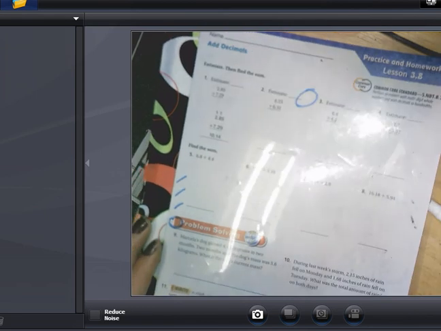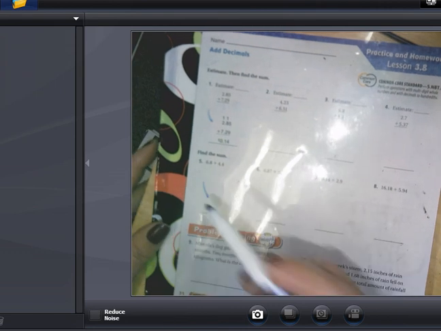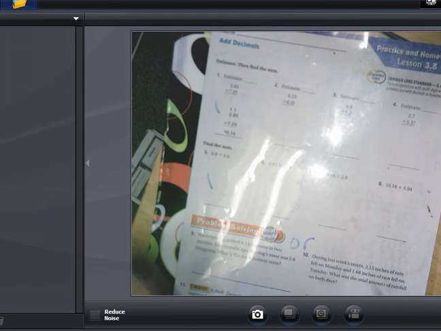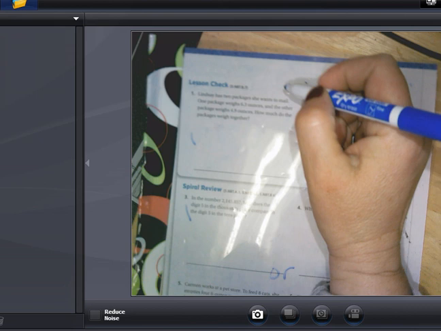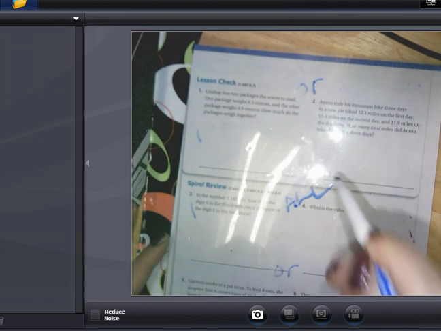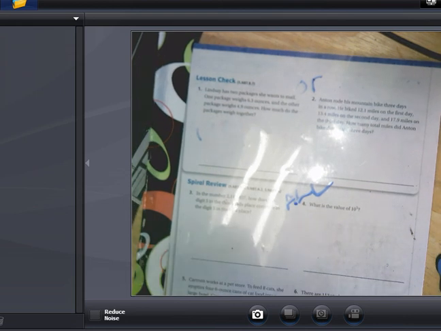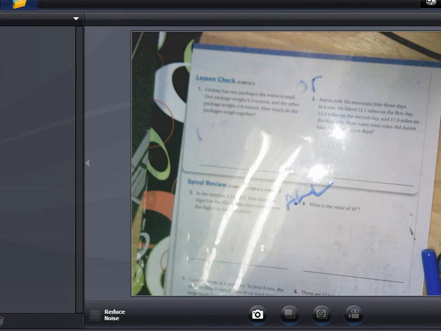If we look at the homework page, 1 from this row, 1 from this row, 1 of that 9 or 10. On the back side, 1 or 2, and all of the spiral review. Adding these decimals should not be very hard when you know how to add, which we do, and we know how to subtract. Be careful and make sure they want you to add or subtract.